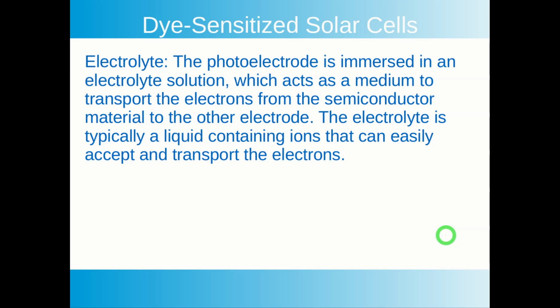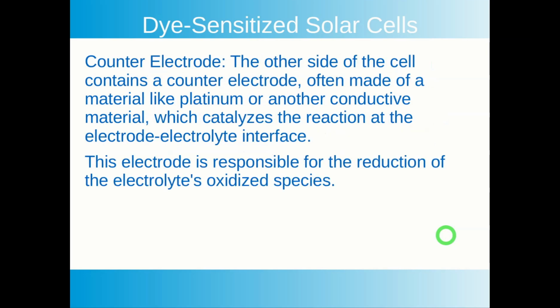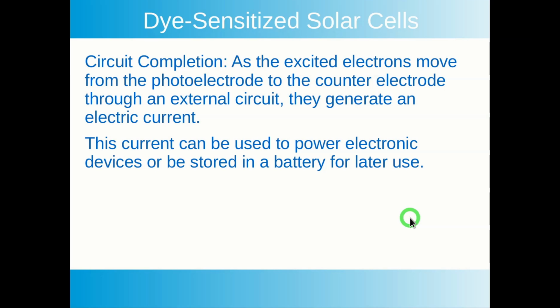The electrolyte usually is a liquid containing ions that can easily accept and transport electrons. There is a counter electrode that is usually made out of a conductive material like platinum, which catalyzes the reaction and is responsible for the reduction of the electrolyte's oxidized species. The circuit is completed by having the excited electrons move from the photoelectrode to the counter electrode through an external circuit. This actually generates the current.